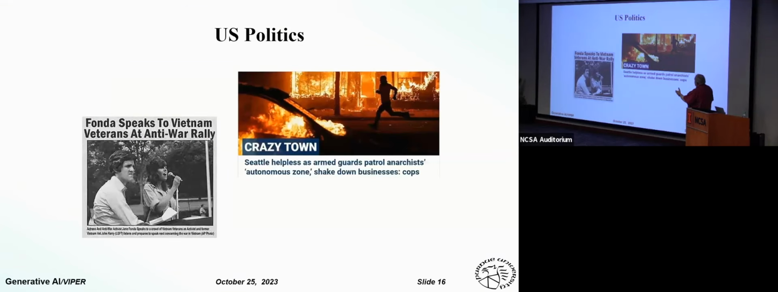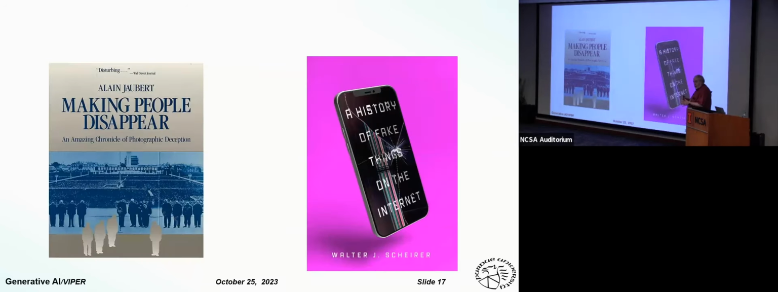Again, this stuff has been used for US politics. I mentioned that before. If you want to know more about this type of stuff, there's a great book called Making People Disappear. I encourage you all to take a look at it. It's a really good book. There's a more recent book coming out by one of my colleagues, Walter Scheirer, at the University of Notre Dame. It's called A History of Fake Things on the Internet. That book's coming out next month.